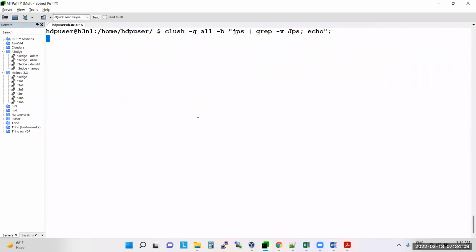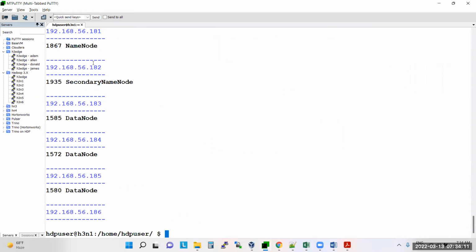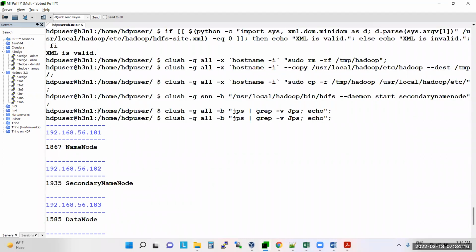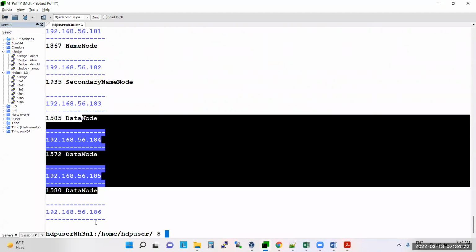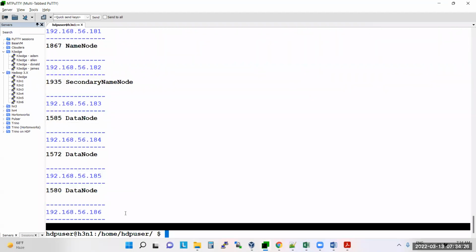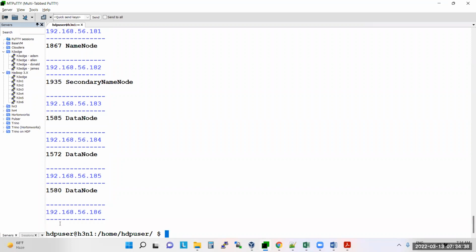On 181 we have name node services running. 182 has secondary name node services running. 183, 184, 185 have data nodes running. 186 has nothing running. Why? Because that is the edge node. Hadoop services will not be running in the edge node, that is the reason it is showing empty.